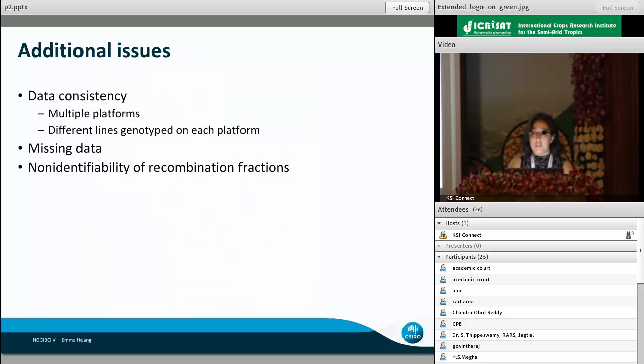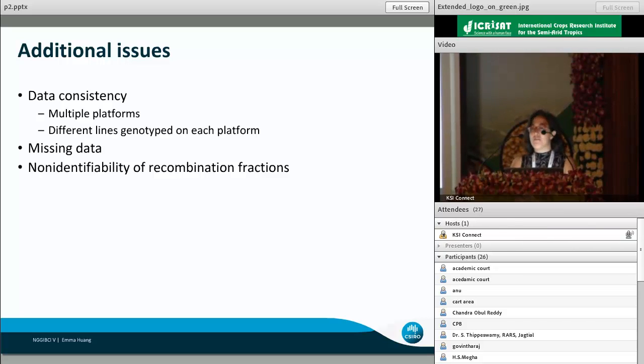Now, there's a number of additional issues which I haven't gone into. One of those is data consistency. So we are genotyping across many different platforms. We started off with DArTs and some SSRs, and then we had SNPs, and now we have GBS data on several chromosomes. And of course, we've actually genotyped different lines on different platforms, which means there's quite a bit of missing data for each of these cases, and we have to consider genotype imputation. And we actually also have missing data when we're looking at the recombination fractions, because we end up with some non-identifiability issues. But I guess overall the message is we've been able to overcome these issues.